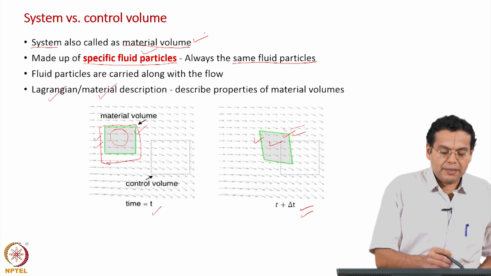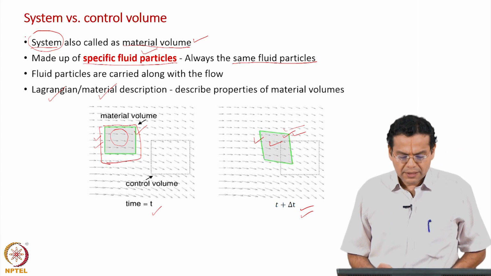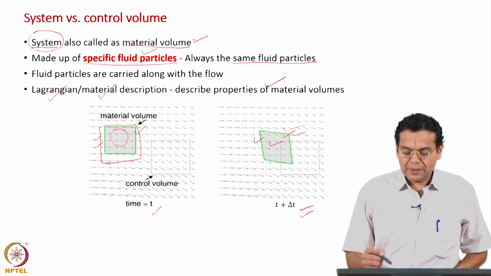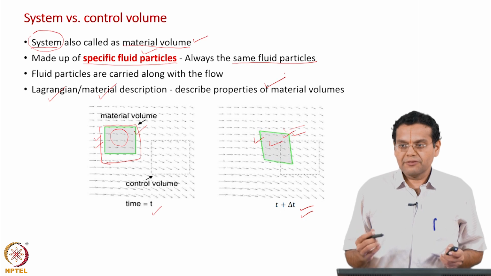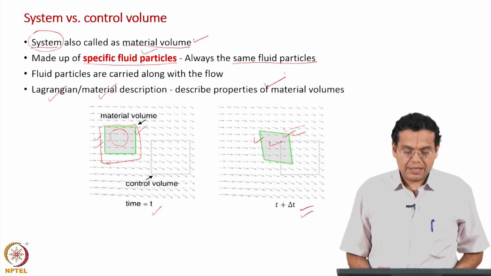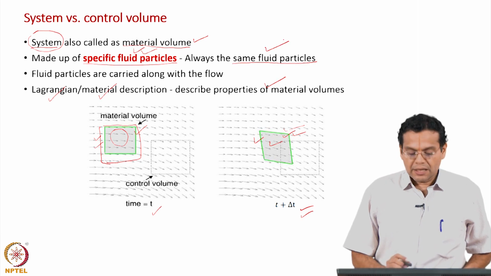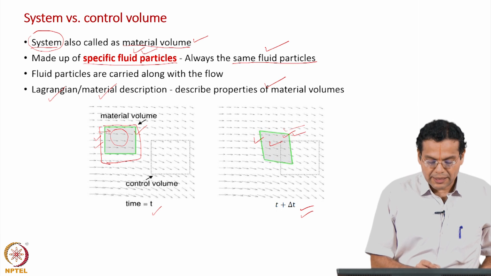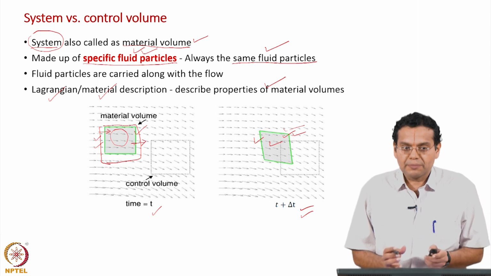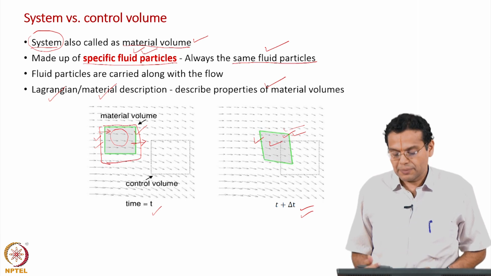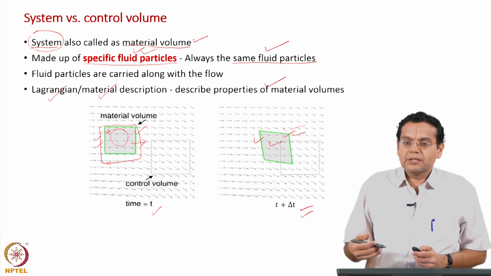Most of the fluid mechanics books will use the terminology system. And of course, we are describing properties of a material volume. So, one significant definition or keyword from this slide is specific fluid particles, always the same fluid particles. We do not allow any fluid particle to enter, any fluid particle to leave. We always keep tracking the same set of fluid particles, no fluid particle enters, no fluid particle leaves, which means that this system moves along with the fluid flow.